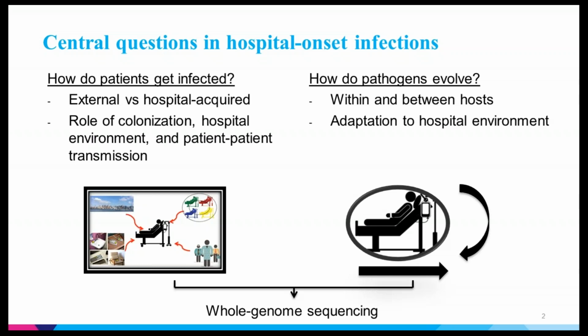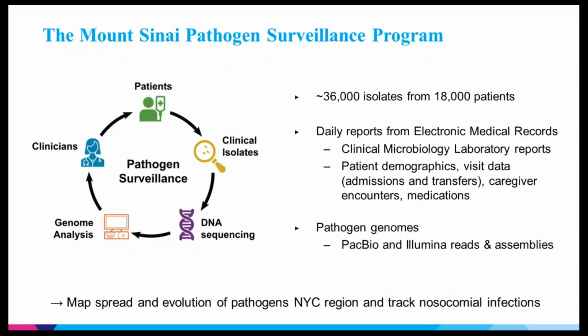The second question that we want to answer is: how do pathogens evolve, both within and between hosts, but also how do they adapt to hospital environments? Many pathogens like methicillin-resistant Staph aureus persist in hospitals over a long time, and they co-evolve with the patients. In order to answer those questions, we use whole-genome sequencing.